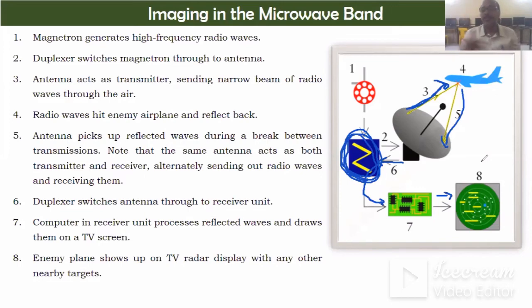So he can change his way. So this is actually the working. So the same working will be done here. So here the antenna acts as a transmitter which is used to send the narrow beam of radio waves through the air. Radio waves hit an enemy's airplane or any object and reflect back.